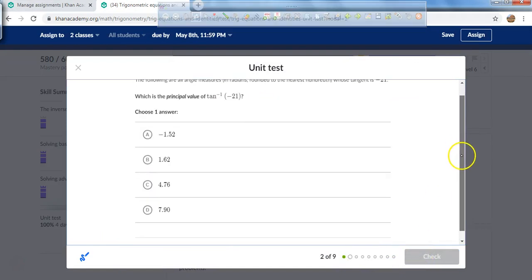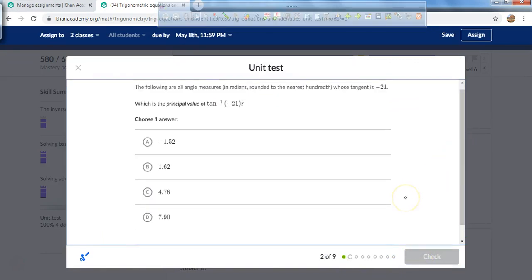All right, here we go. We got 4 different answer choices. It says the following are all angle measures in radians rounded to the nearest hundredth whose tangent is negative 21. What is the principal value of the inverse of tangent of negative 21? And well, it's in radians.